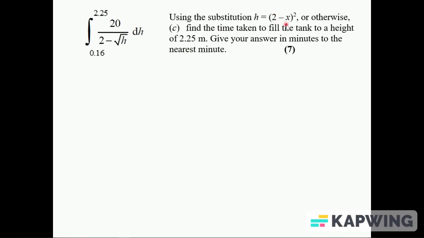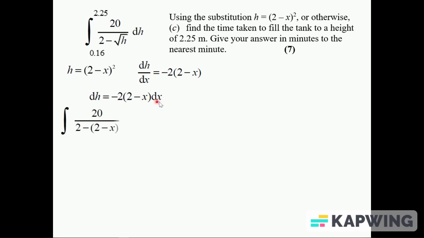And then using the substitution h equals 2 minus x squared, find the time taken to fill the tank to a height of 2.25. Give your answer in minutes to the nearest minute. So here's my substitution. I want dh. If I differentiate h in terms of x, the 2 will go in front. Then I'll have 2 minus x to the power of 1, but then I'll have a minus in front because that's what I get when I differentiate the bracket. Or if you like, dh is minus 2 times 2 minus x dx.